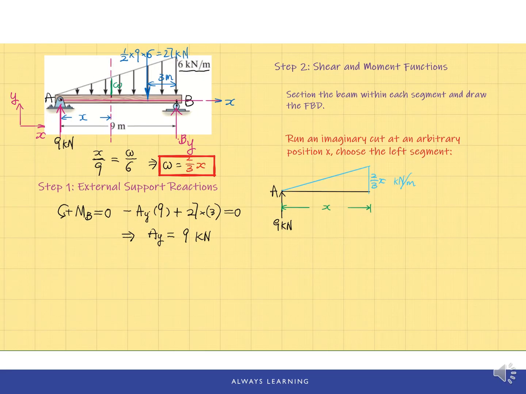2/3x. So let's first place this smaller triangle on the left segment, and then we're going to replace it with one concentrated load, because we need it to write our equilibrium equations. So again, this distributed load increases from 0 at x equal to 0 to 2/3 times x at x. So the concentrated load that we're going to place will be located at 1/3 from the base.